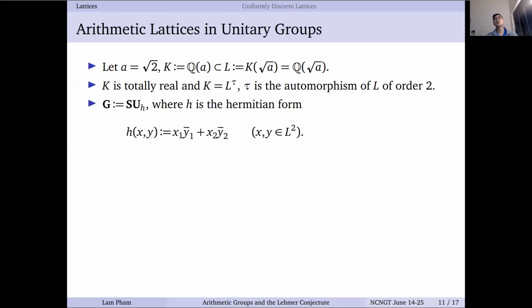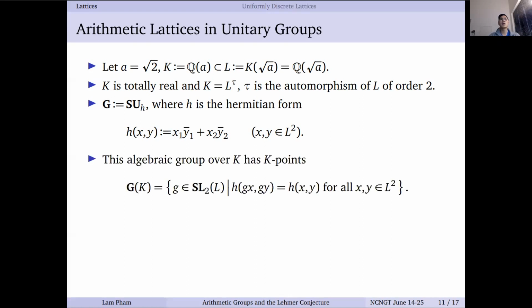Now, the group that I'm going to use this time is going to be the special unitary group of a Hermitian form. So if I take the standard Hermitian form over L, which is going to be x1 y1 bar plus x2 y2 bar, where the bar denotes the automorphism of L of order 2. Then this actually defines an algebraic group. This algebraic group is defined over K, and its K points are isomorphic to the 2 by 2 matrices with entries in L that stabilize the Hermitian form. They have determinant 1 in this case.